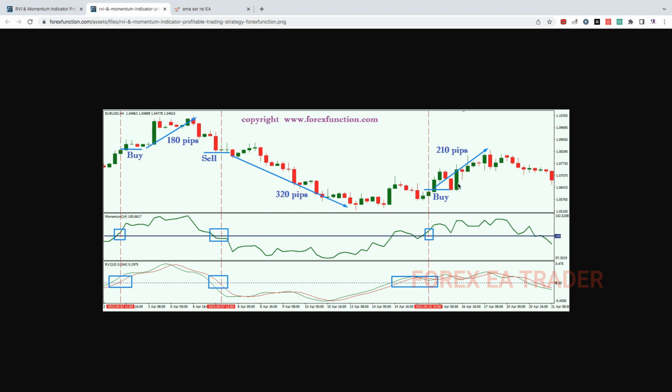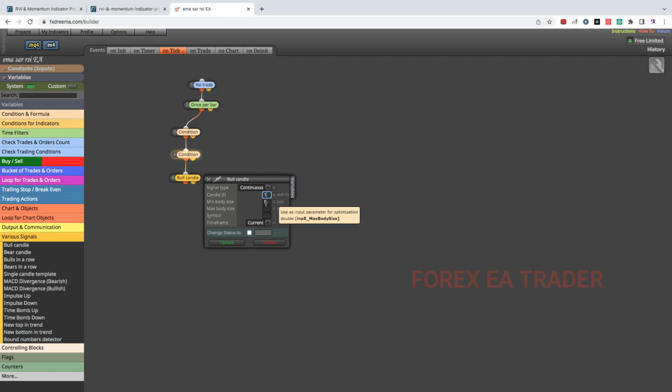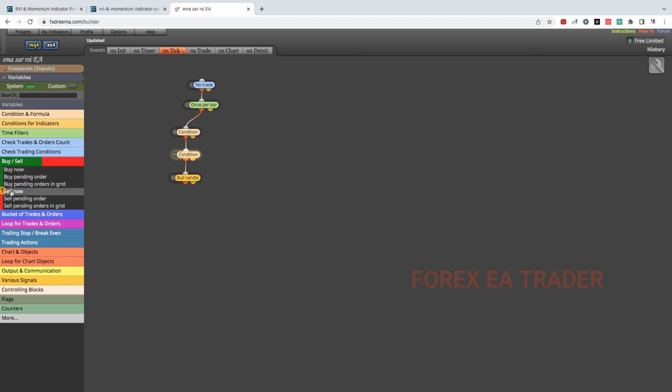But sometimes when this has already happened, it means maybe the move has already happened. So it's up to you. You decide whether you want to use a 5 pip candle, or you want a 10 pip candle, or a 20 pip candle. So that's what you can set here. Again, you can set time frame there, but I'm just going to leave everything at current. So after this has happened, that's how I set my buy.